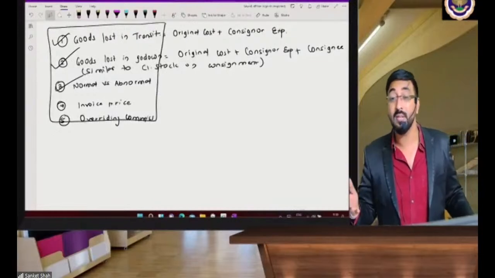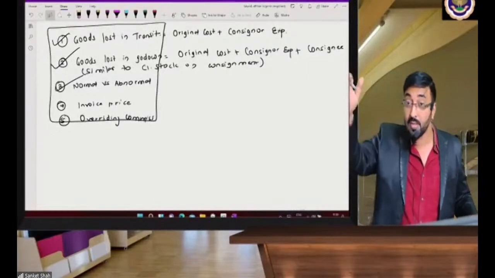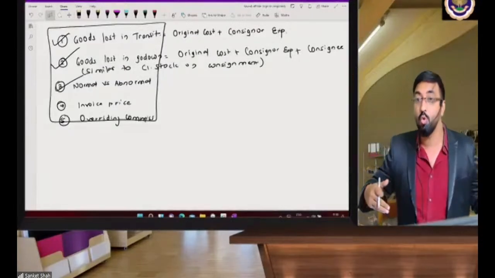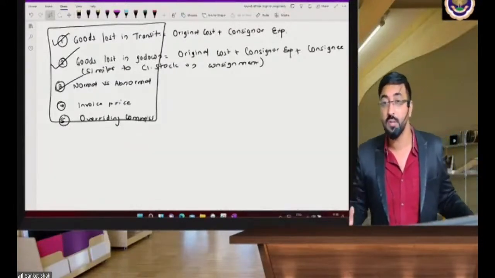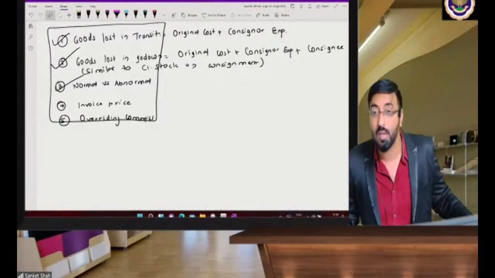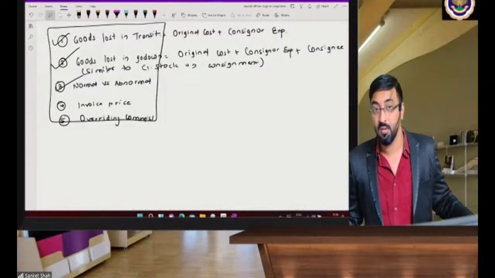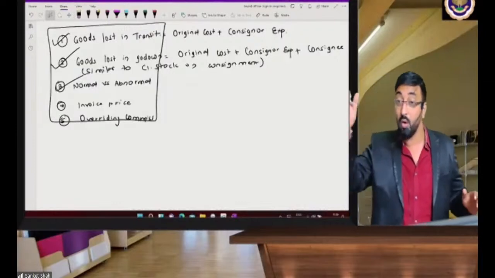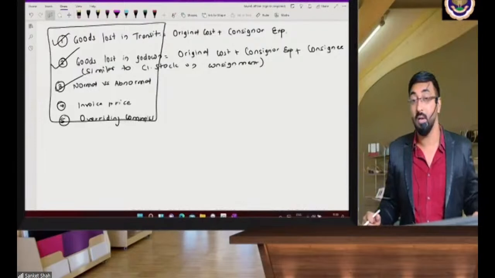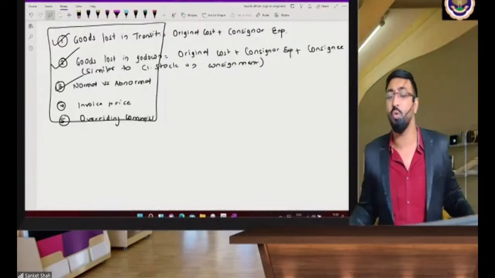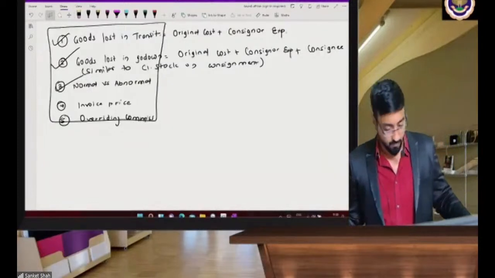Why understand it? Actually, in 11th-12th standard, you pass the entry: goods lost by fire and P&L account debit, to goods lost by fire. But no one knows that goods lost by fire is an abnormal loss, and abnormal loss is recorded in the books of accounts. That's why we record it on the trading account credit side and P&L account debit side. And if it is a normal loss, you do not have to record it, but no one is going to explain all this concept to you.